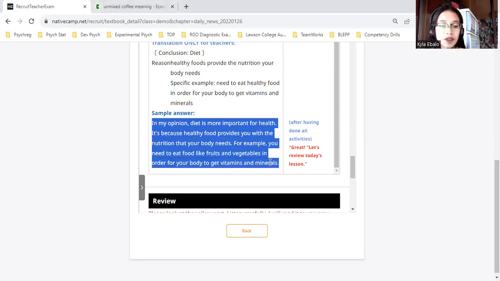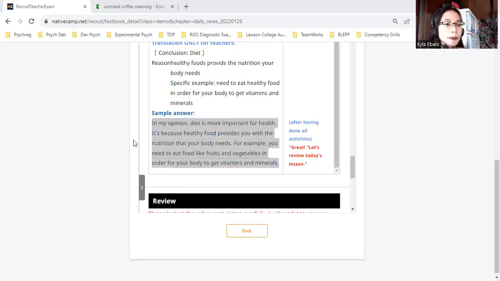Again, I will read it first and then after that, it's your turn to read. In my opinion, diet is more important for health. It's because healthy food provides you with the nutrition that your body needs. For example, you need to eat food like fruits and vegetables in order for your body to get vitamins and minerals. Now, Francis, your turn.